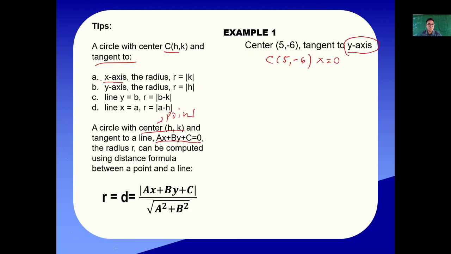Here, stated in letter B, if the problem is tangent to y-axis, the radius is equal to absolute h. Therefore, our radius here is equal to absolute 5, or equal to 5. Kasi daw, kapag tangent to y-axis, ang radius daw natin ay si h ito. Nakuha.